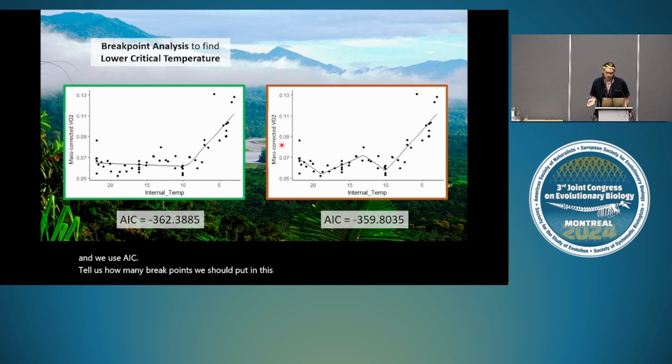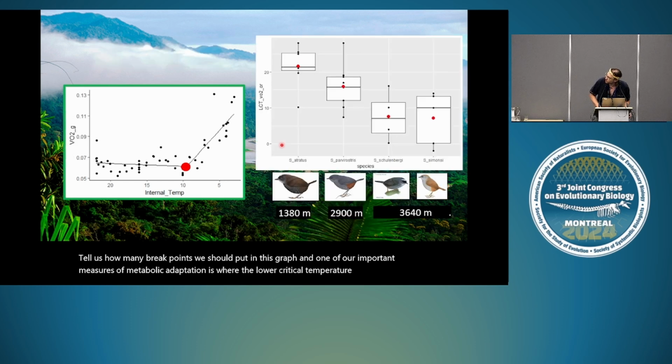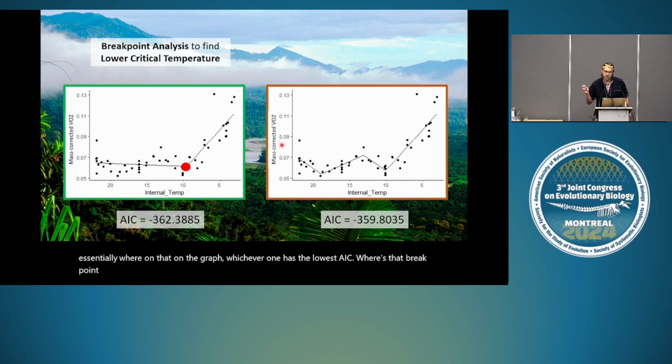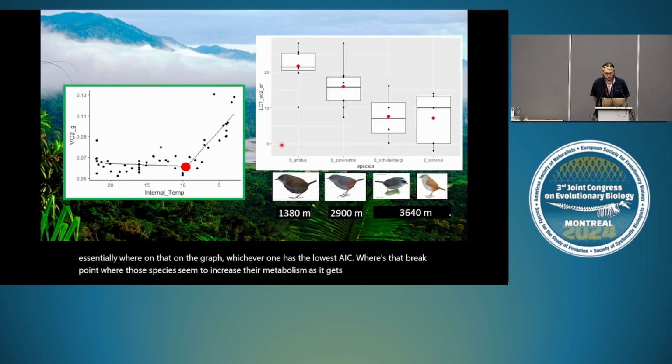And one of our important measures of metabolic adaptation is where the lower critical temperature is, which is essentially where on the graph, whichever one has the lowest AIC, where's that breakpoint where those species seem to increase their metabolism as it gets colder. And what we see by looking across these 4 species from left to right, from the low elevation ones to the high elevation ones, is that the point at which those birds start to increase their metabolic rate dramatically goes down as you move up in elevation.